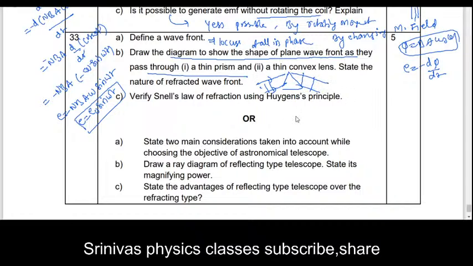Next, this is the first question's diagram. Second question's diagram, convex lens. This is the convex lens.